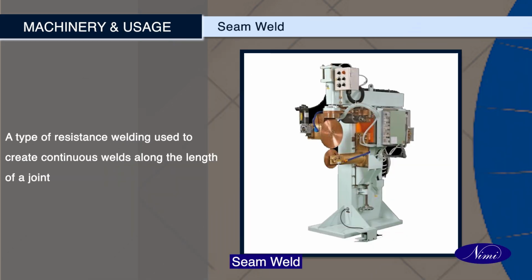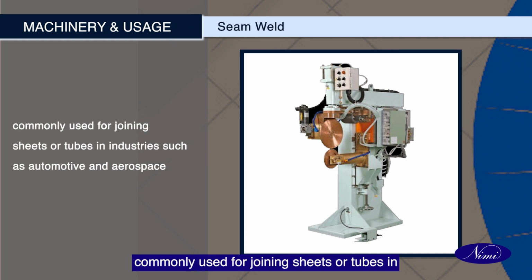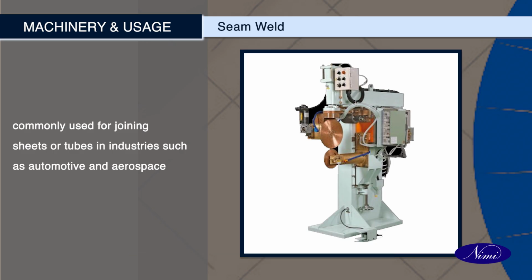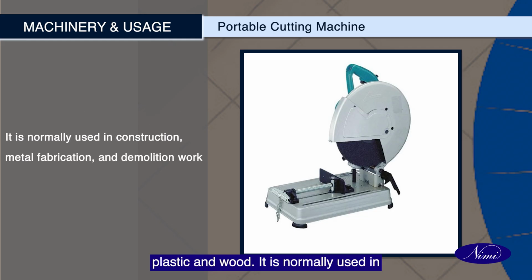Seam weld, a type of resistance welding used to create continuous welds along the length of a joint, commonly used for joining sheets or tubes in industries such as automotive and aerospace. Portable cutting machine, a handheld tool used for cutting through various materials including metal, plastic, and wood. It is normally used in construction, metal fabrication, and demolition work.